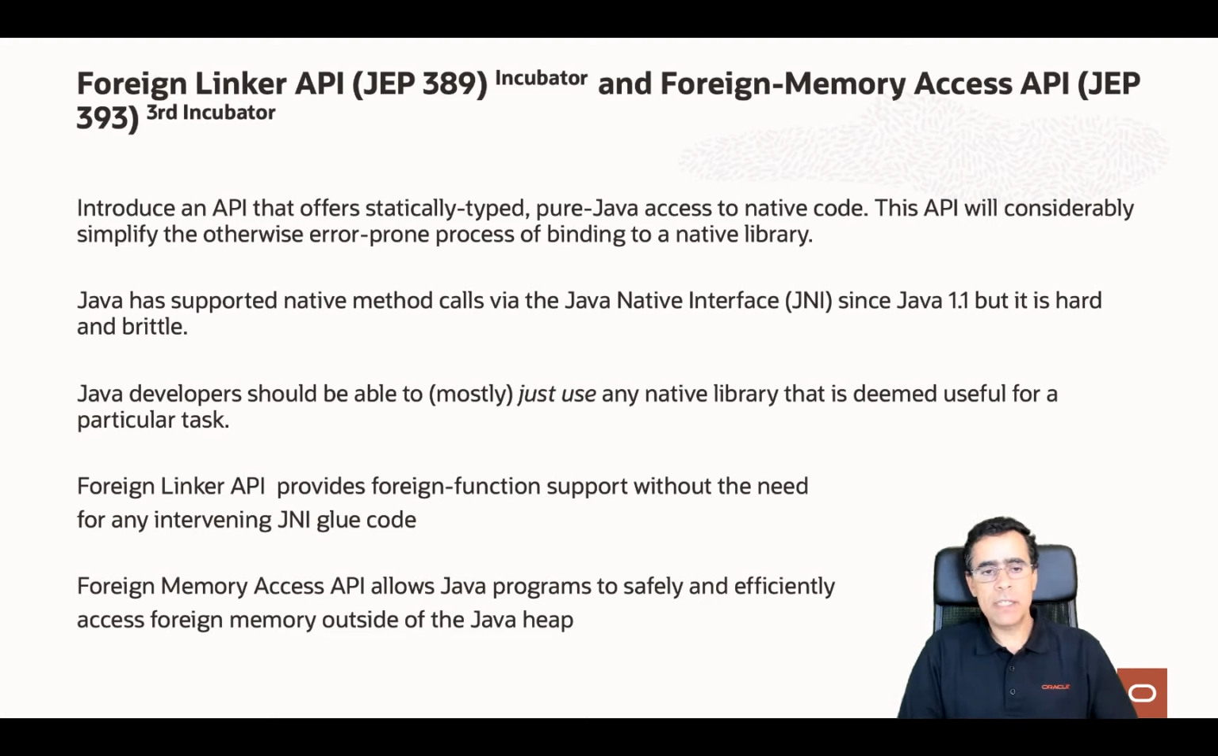The Foreign Memory Access API is meant to provide a secure mechanism for accessing memory outside of the Java heap. Many programs currently accomplish this by using sun.misc.Unsafe, which, as the name suggests, is not a safe practice.